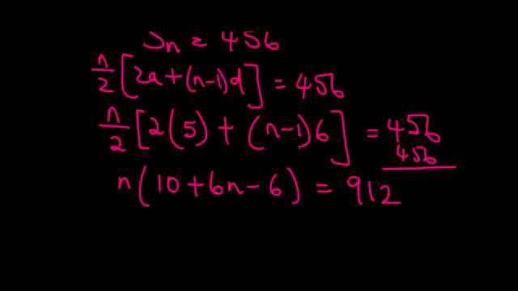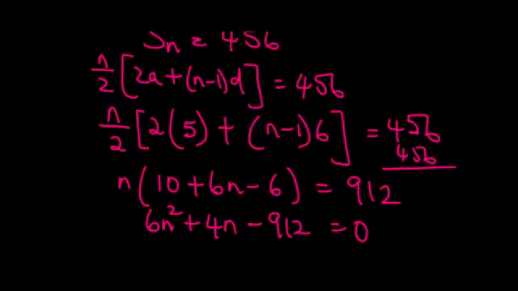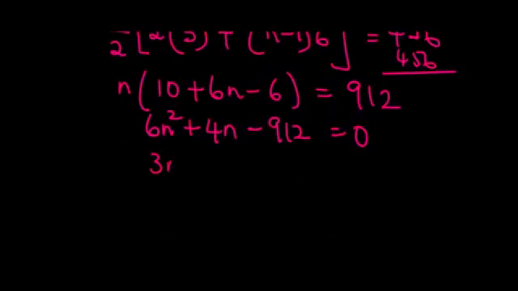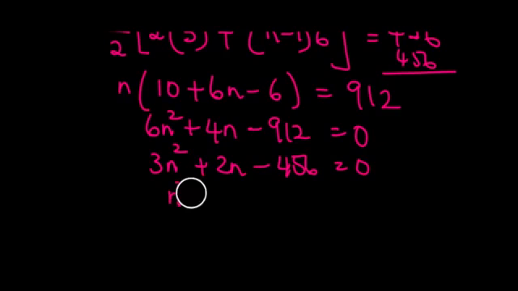So then we get 6n squared. 10 minus 6 is 4, plus 4n minus 912 is equal to 0. It's definitely a multiple of 2, so it's 3n squared plus 2n minus 456 is equal to 0. This is also divisible by 3, so it's n squared... but then I'm going to create 2/3. Never mind, let's keep it like that. And let's try and see if we can find some factors.